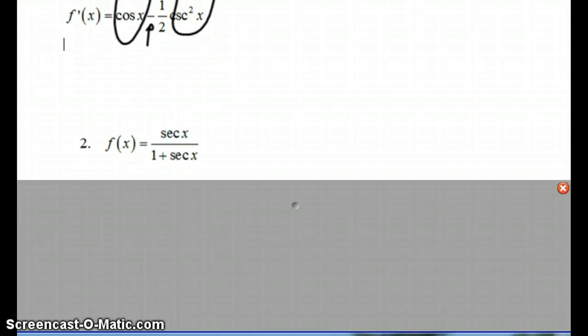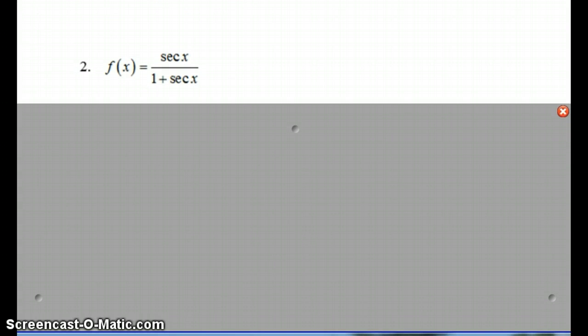In the second problem, I have secant and 1 plus secant x. We're going to have to use the quotient rule here, or you could try rewriting this expression. I'm going to go with quotient rule. Press pause, try this on your own.